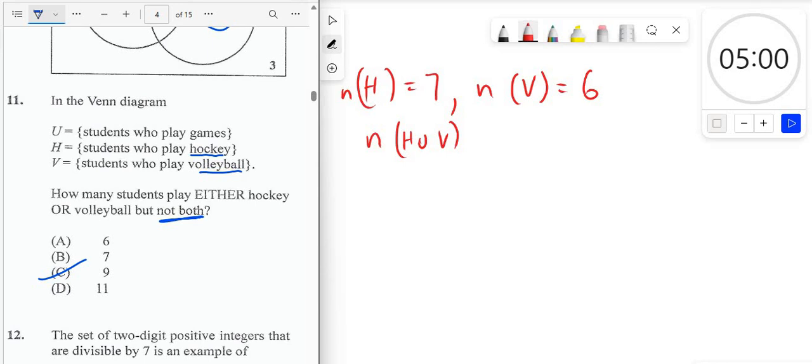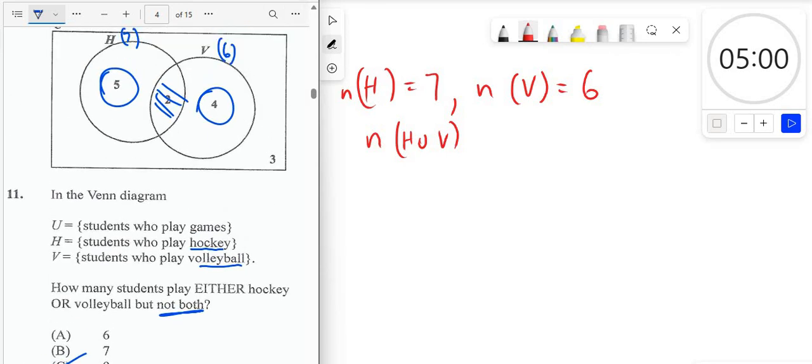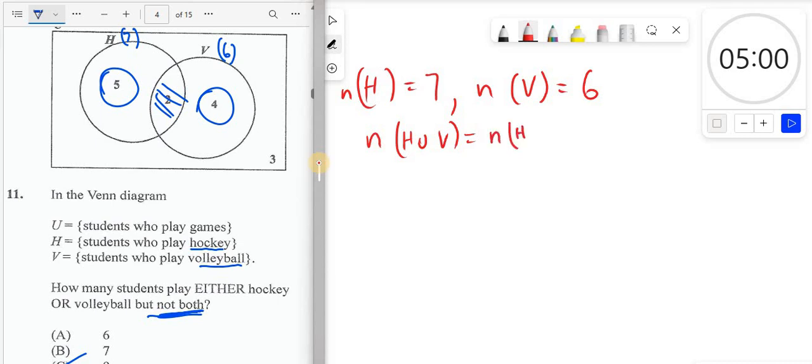Why? Because when we take out the 2, the intersection, because I said we don't want what? But not both. Taking out the 2. So it's just hockey only and volleyball only, with the exception of the intersection. Remember we said early on, this means the number of elements in H plus the number of elements in V minus the number of elements in H intersect V.